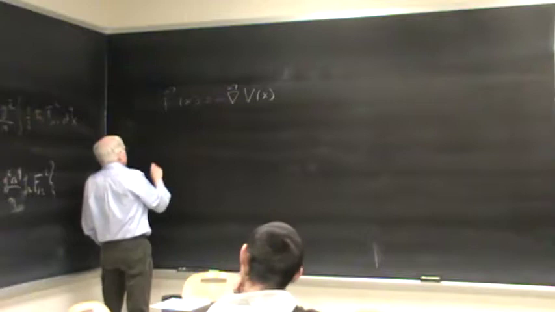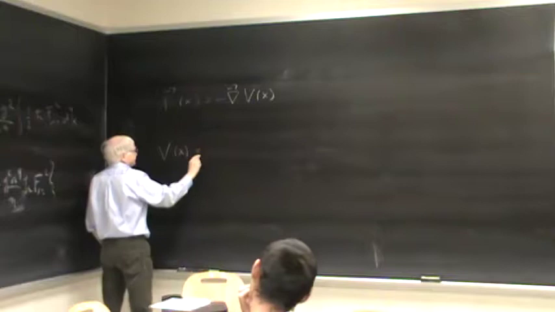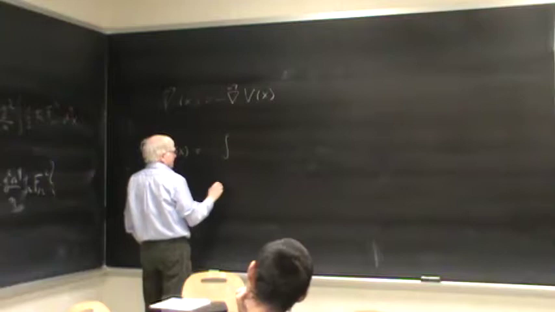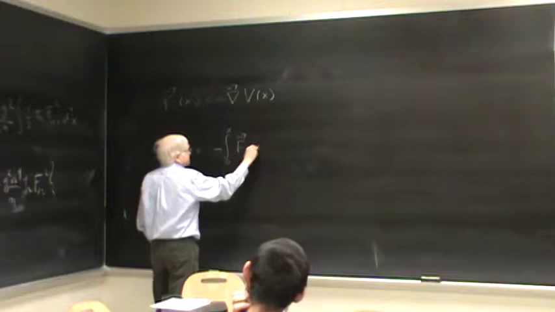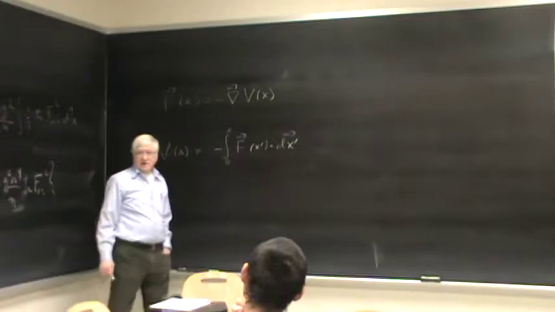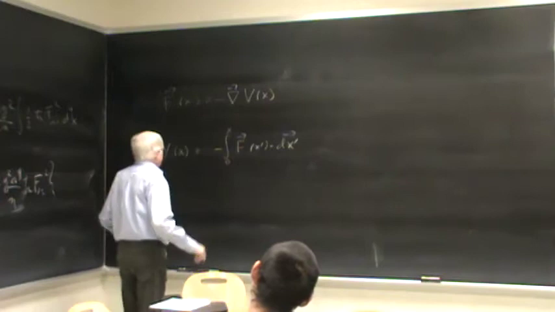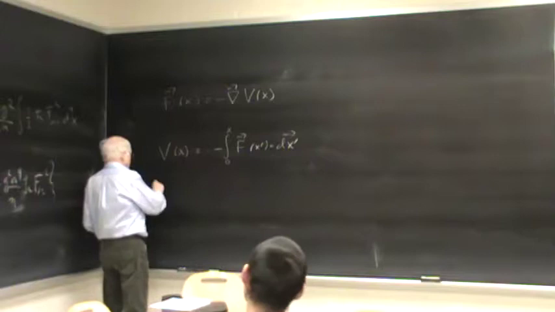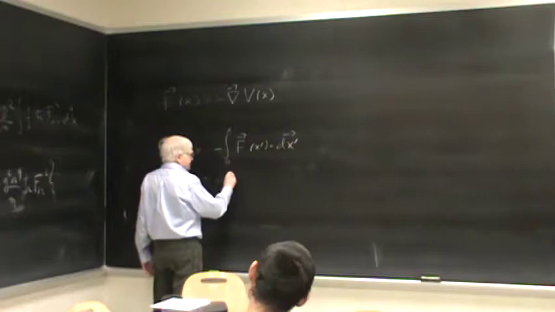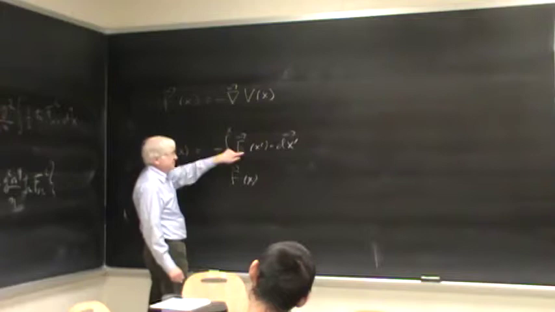We can say, okay, I'm going to define V of X this way. It's going to be an integral from the origin, say, up to the point X of minus whatever the force happens to be, F of X prime dot dX prime. Okay? So it's some line integral. And what then is the gradient of this thing? Well, the gradient of V of X, of course, is, in a sense, minus F of X, because you just differentiate here and you just get that.